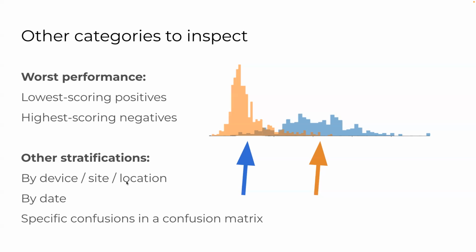Because sometimes if you just look at a few images from one site, you'll realize, oh, something is going wrong at this site, even though it's doing well at the other sites. Other ways are by date, or by specific confusions in your confusion matrix. If there's one cell popping out that's not on the diagonal, it makes sense to go into some specific samples for that cell and ask, why is this getting confused?